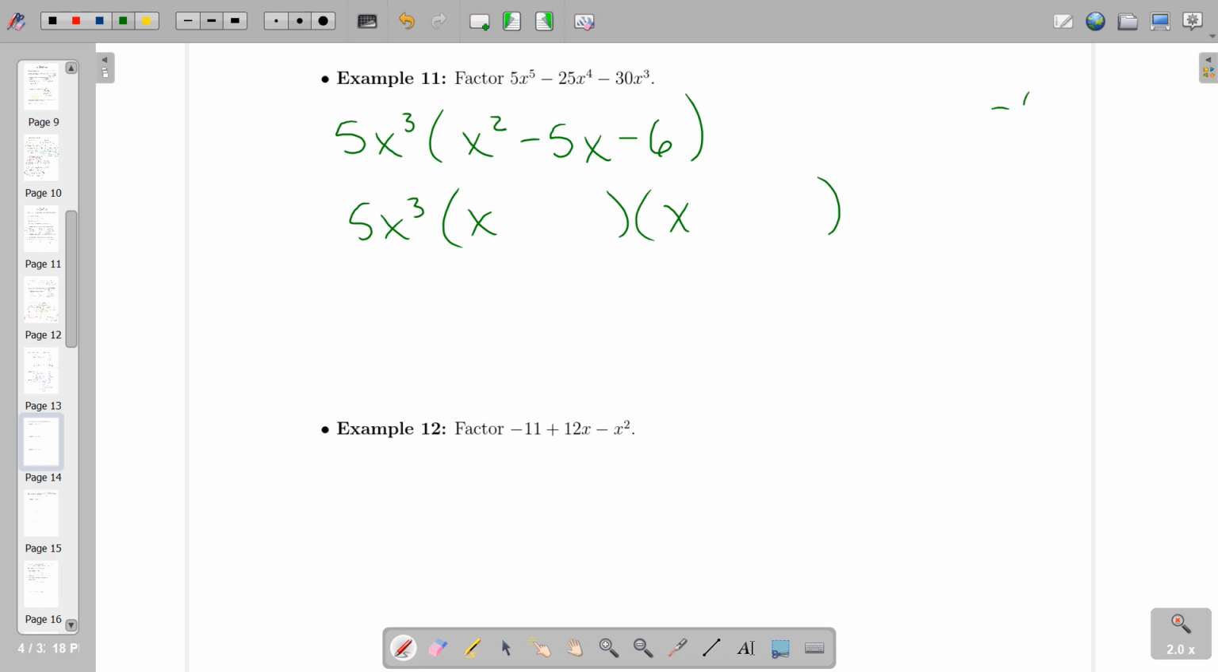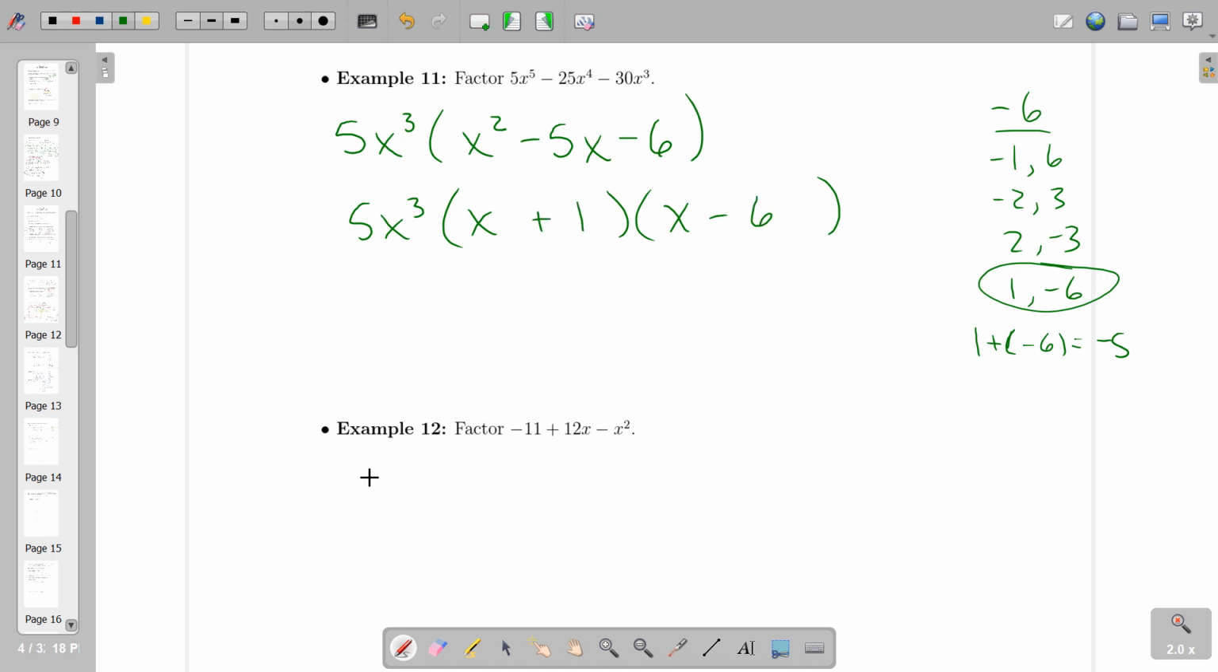Alright, so we're making a negative 6. We've got a negative 1 and a 6, negative 2 and a 3, 2 and negative 3, and a 1 and a negative 6. So looks like this one adds up to be negative 5. So we'll say plus 1 minus 6.